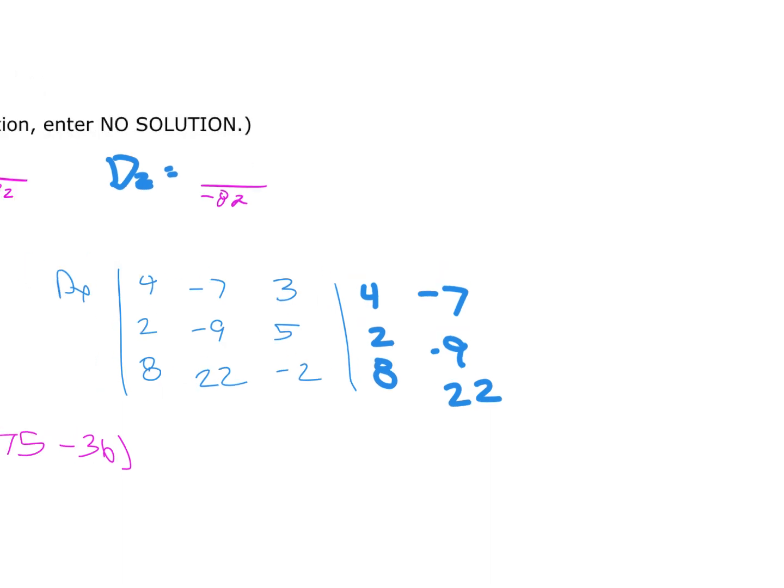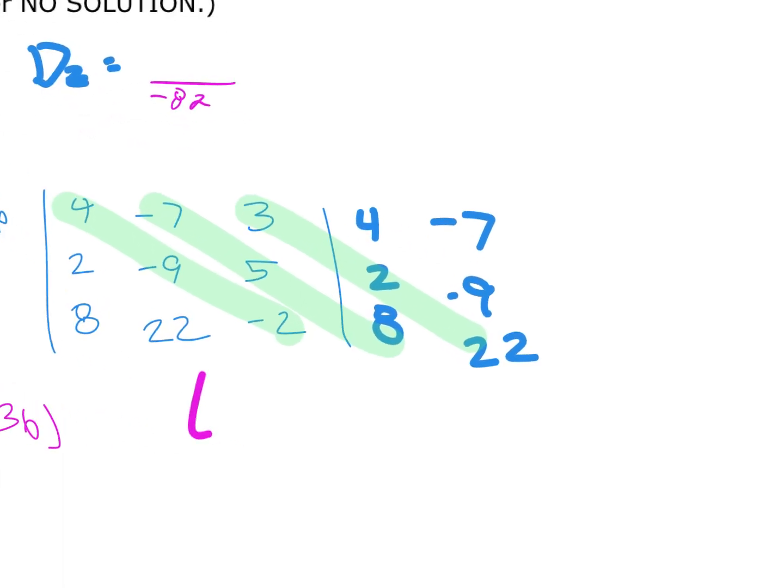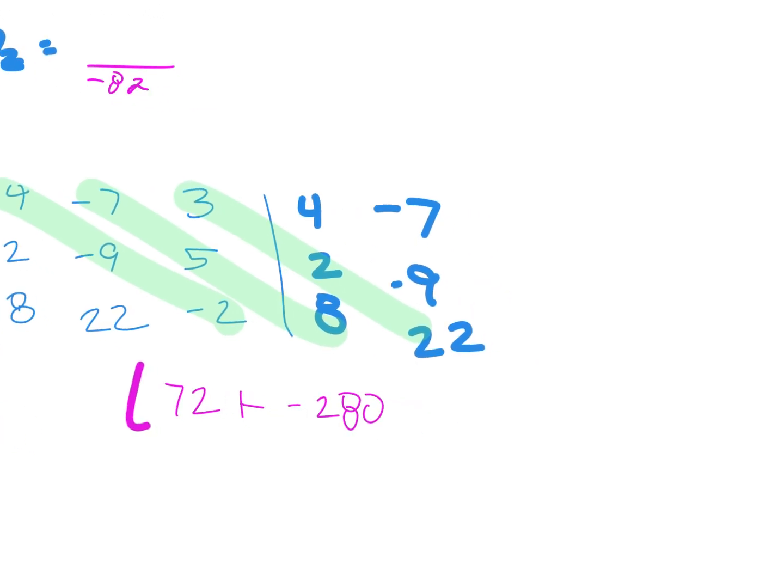So I'm going to find my 3 majors. So top left to bottom right. So here, here, and here. We're going to multiply and then add. So 4 times negative 9 times negative 2 is going to give me 72. Plus I have negative 7 times 5 times 8, negative 280. And then I have 3 times 2 times 22, so 22 times 6. Going to give me 132.